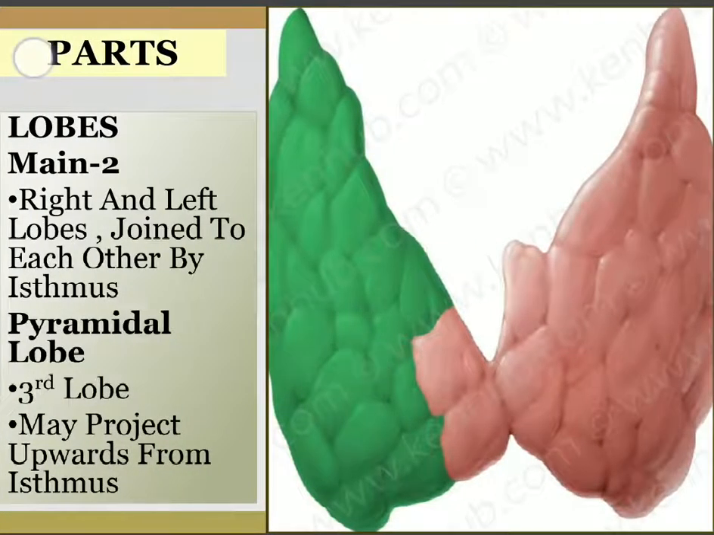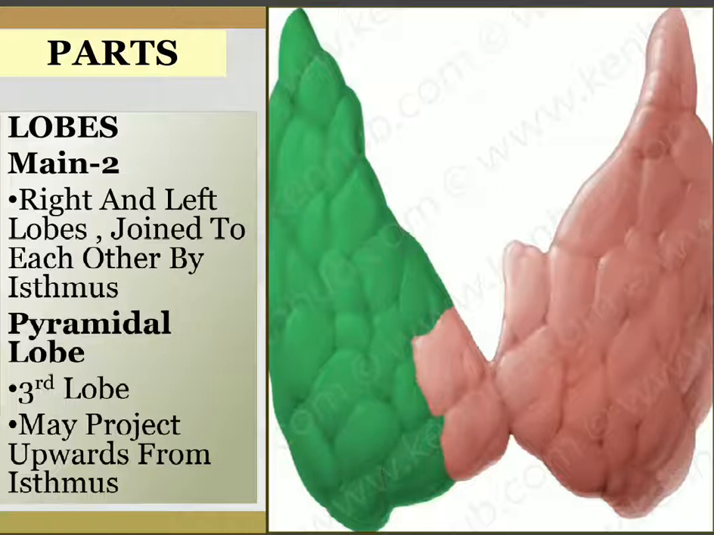Structurally, it has two parts, two lobes, that is right and left, and the lobes are joined to each other with the help of the isthmus. The middle portion that joins both the lobes is known as the isthmus. So mainly the thyroid gland has two parts, that is right and left lobe.